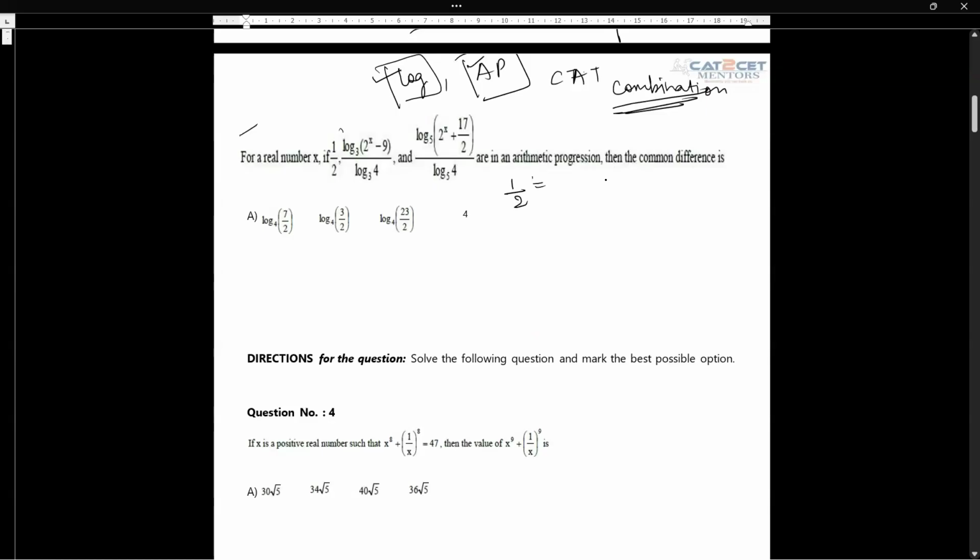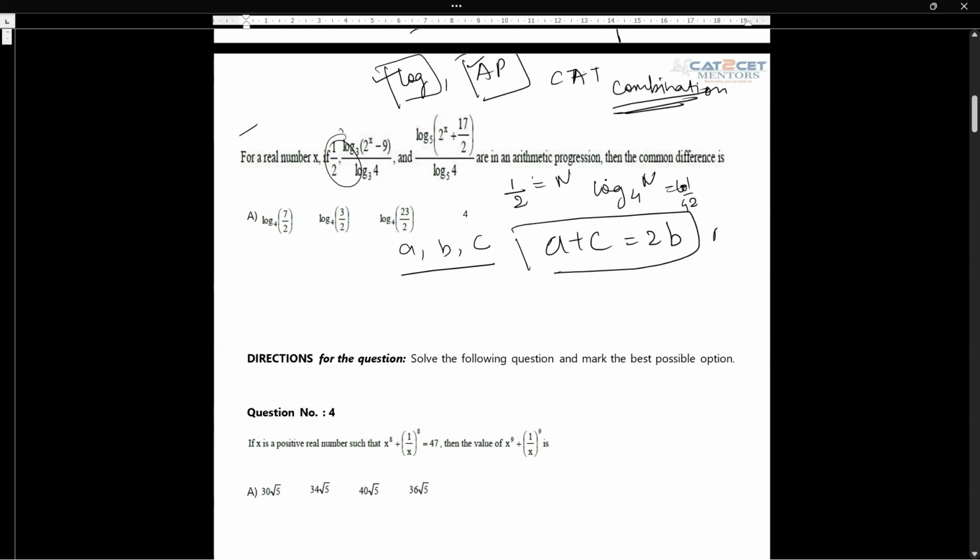Convert this 1 by 2 into log. Take log on both sides. Convert this 1 by 2 into log, and then you will see that A, B, C, three terms, are in AP. So A plus C is equal to 2B. So you need to use this AP property here.